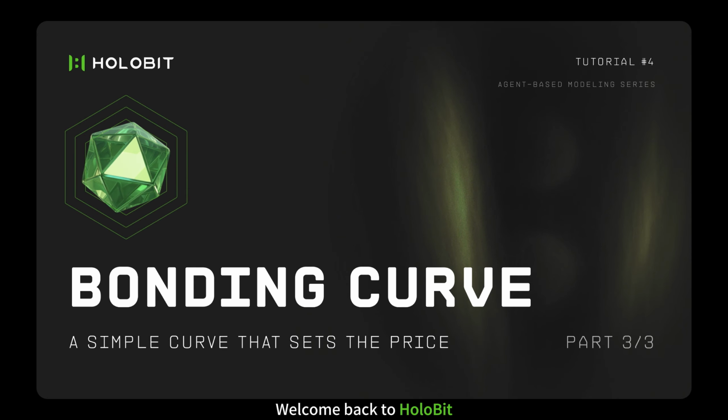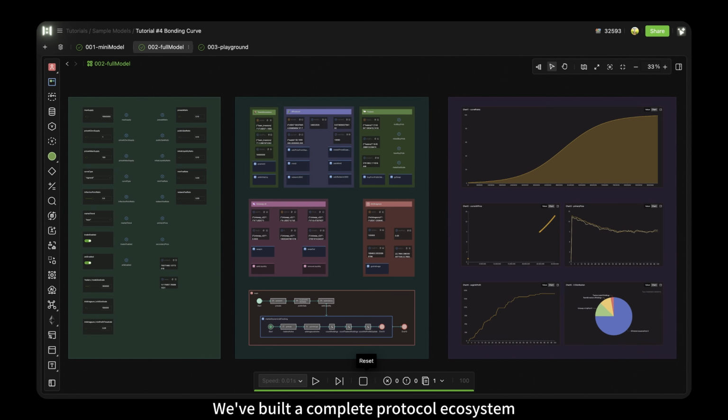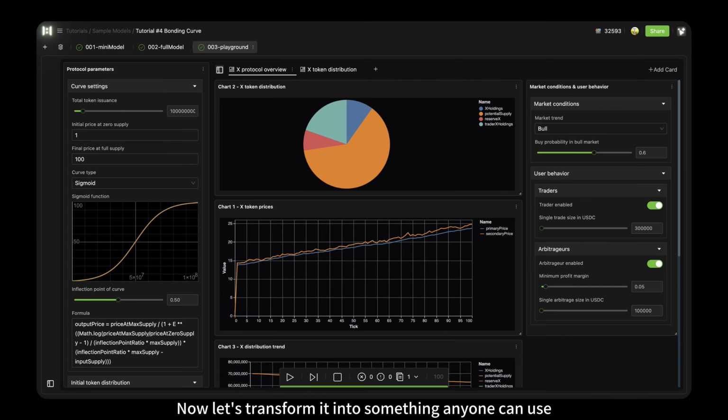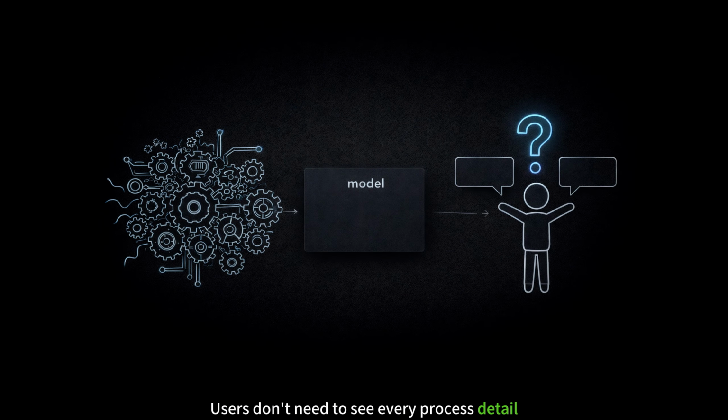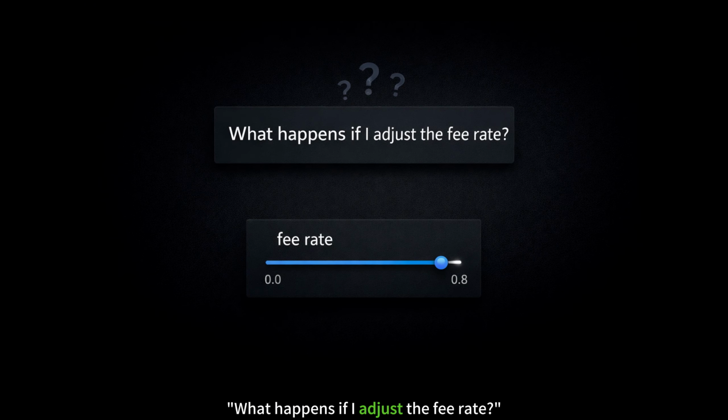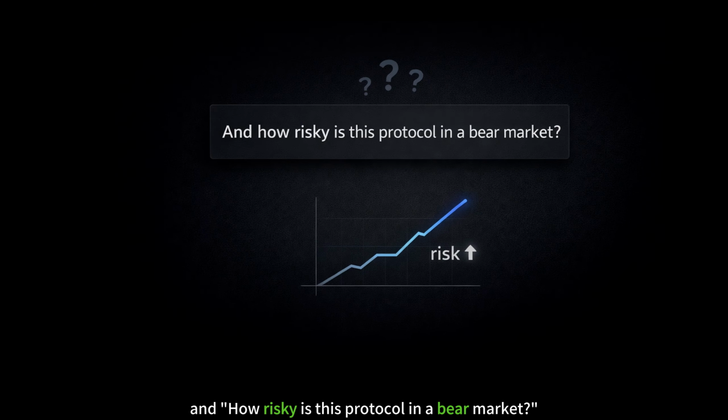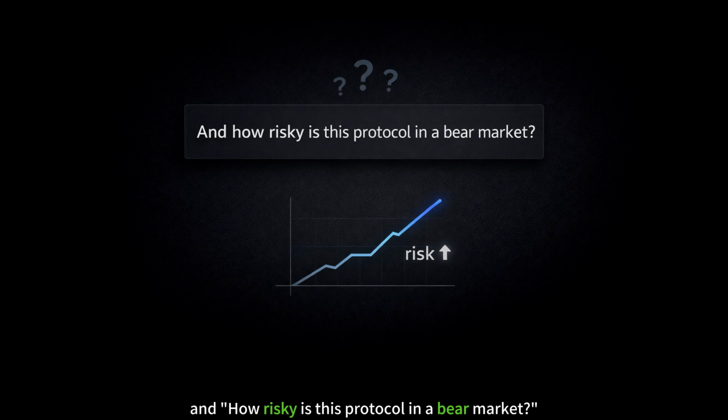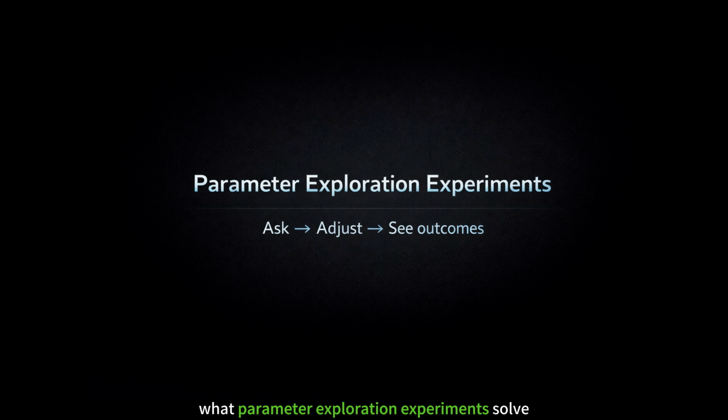Welcome back to HoloBit. We've built a complete protocol ecosystem. Now let's transform it into something anyone can use. Users don't need to see every process detail. They care about questions like, what happens if I adjust the fee rate? And how risky is this protocol in a bear market? This is exactly what parameter exploration experiments solve.